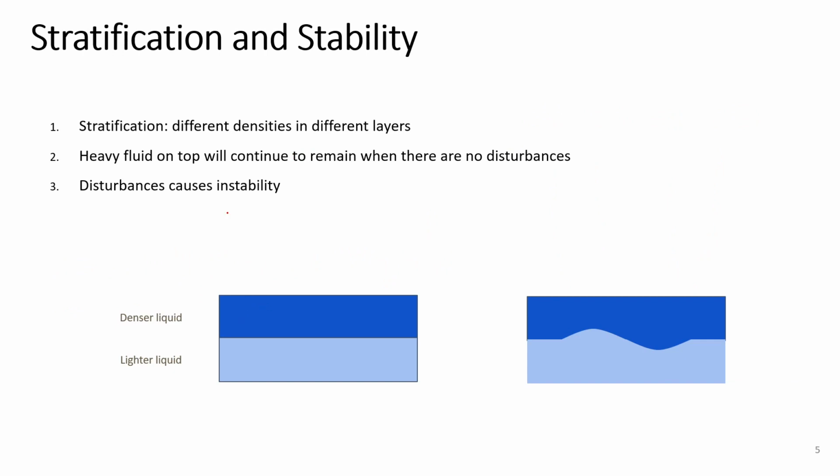So I'm showing that if we are having two liquids, one is a denser liquid and another is a lighter liquid, ideally the denser liquid should be below the lighter liquid. That is why the flow will be from the denser liquid to the lighter liquid, so the lighter liquid will eventually move upward. That is stratification, basically different densities in different layers. Heavy fluid at the bottom will continue to remain when there are no disturbances, and disturbances cause instability.